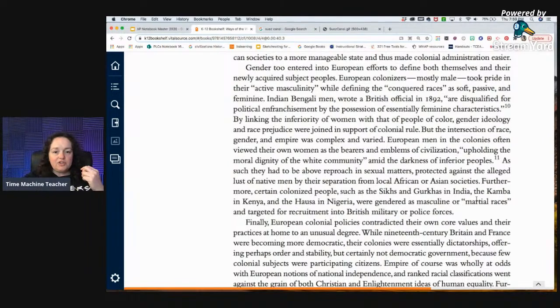Okay, and then it talks about gender. It says, gender too entered into European efforts to define both themselves and their newly acquired subject people.